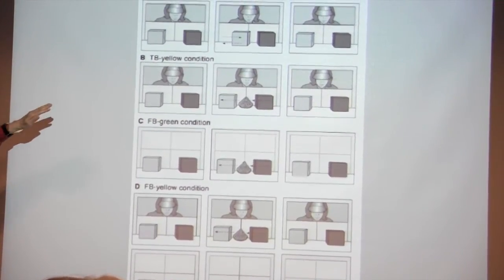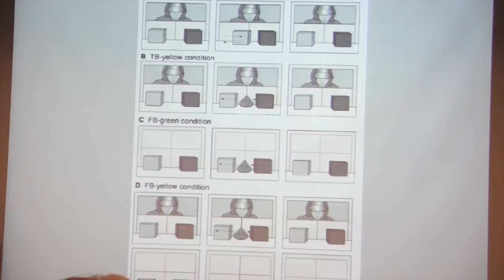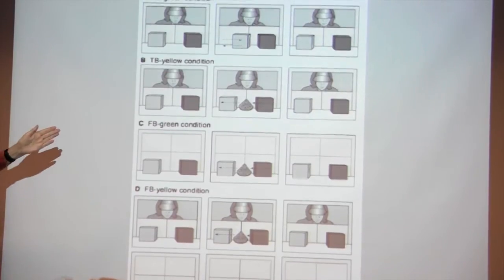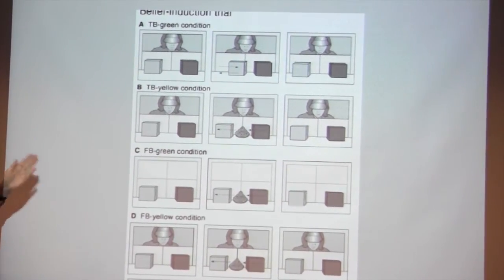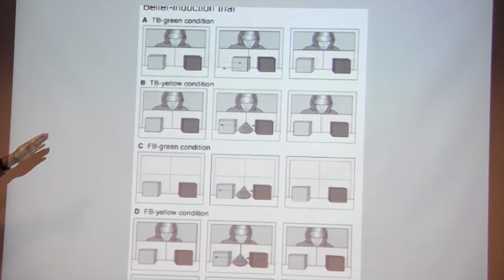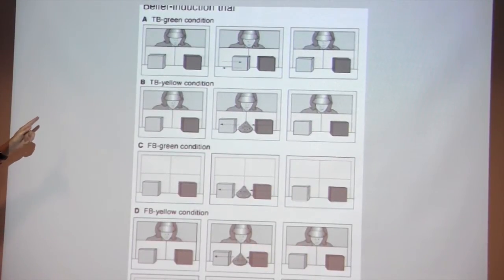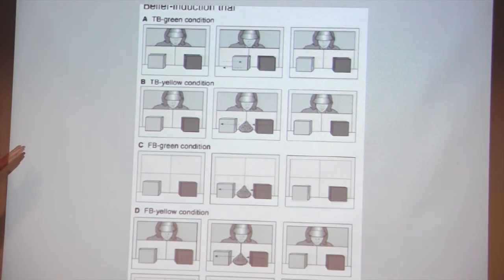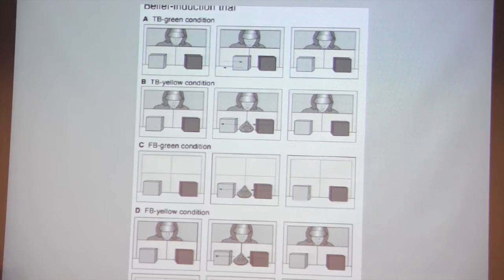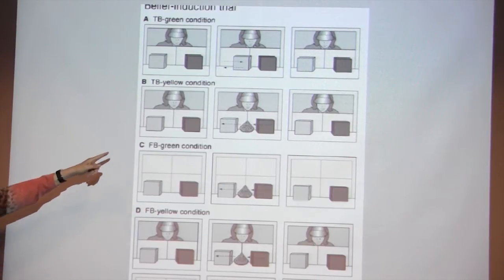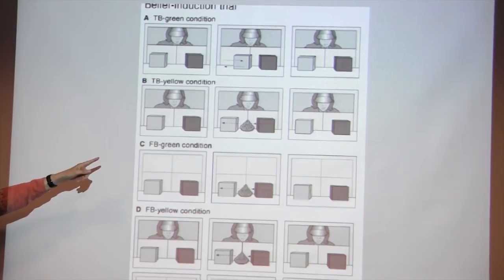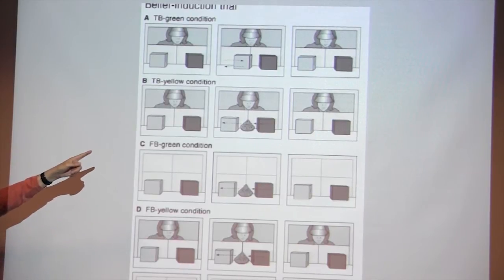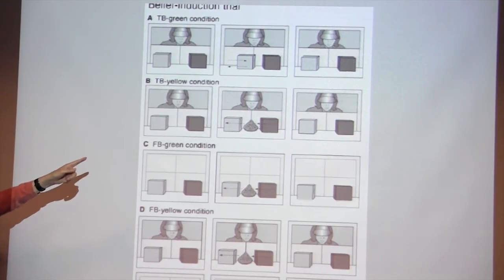In one, the box moves. So it's again, the person put it in the green box, the dark box there. In the true belief green condition, one of the boxes moves, then there's no reason to think that the watermelon isn't where you left it. Here's a case where the watermelon goes from the green box to the yellow box, but the person sees it. So now the person should have a true belief it's in the yellow box.